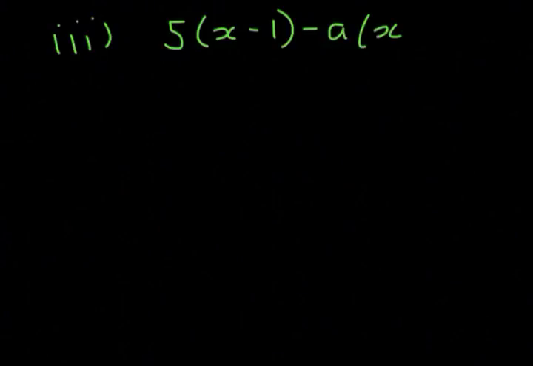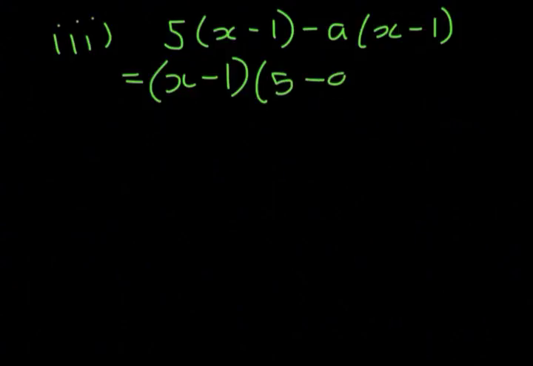We could do some slightly more complicated examples. In this case, we'll have 5 outside of x minus 1 minus a outside of x minus 1. All right, now in this case, the common factor is actually x minus 1, so that gives us a set of brackets here. That's the common factor. And what is left over once we take that common factor out is a 5 minus an a.